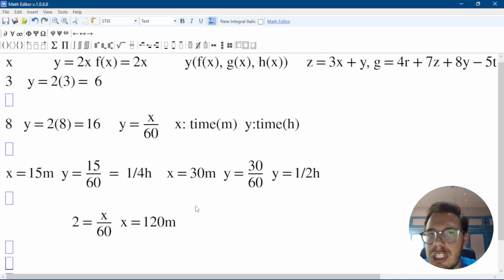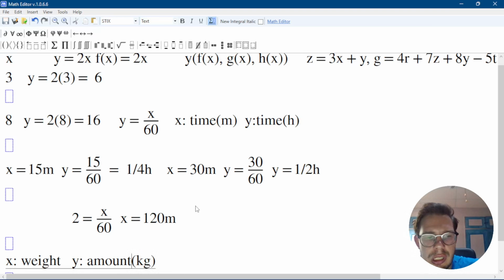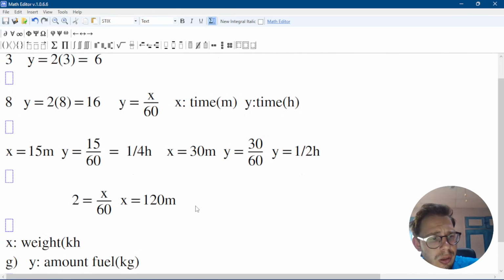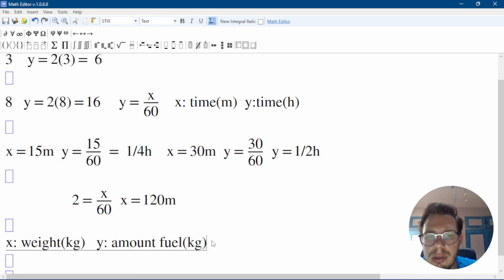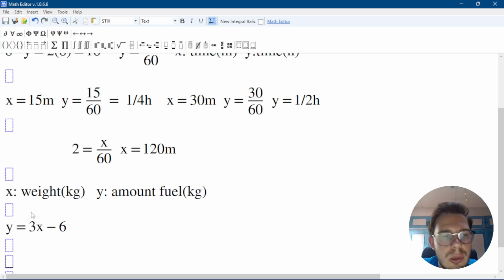So to use another analogy, let's say x is the weight of baggage that we put on an airplane, and y is the amount of fuel we need to get to our destination. And let's say the baggage is in kilograms and the fuel is in kilograms. Then we do our research and we find that y is equal to 3x minus 6. So to get the amount of fuel we need, we just plug the weight of baggage we have into the function.